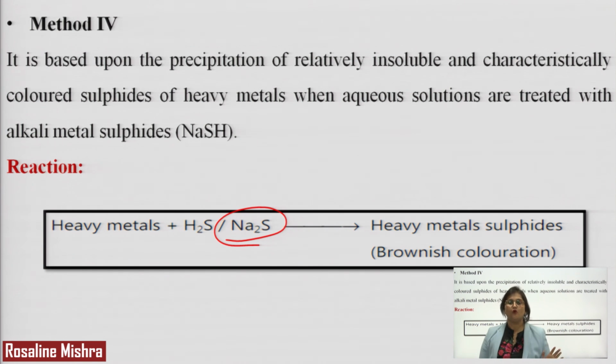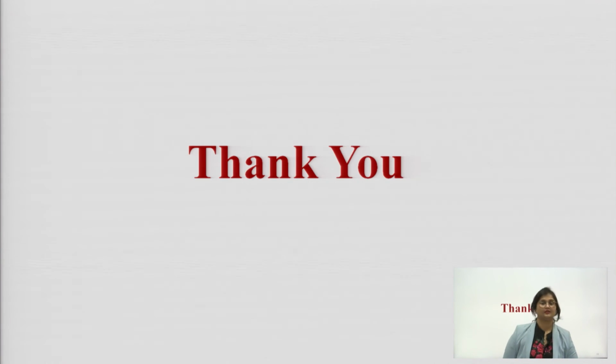Alright. So in today's class, we have discussed limit test for iron in detail, and we just had a brief overview about limit test for heavy metals. In our upcoming class, we will discuss in detail the limit test for heavy metals. Why is it required? What are the different types of limit tests for heavy metals? How is one different from the other? Thank you.